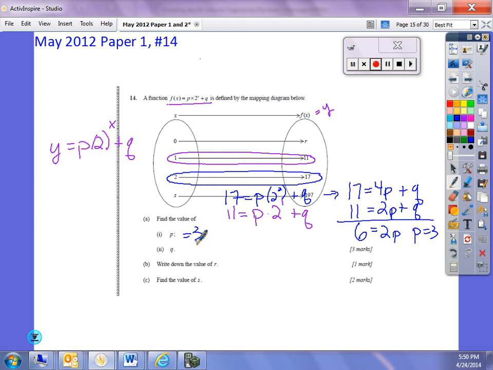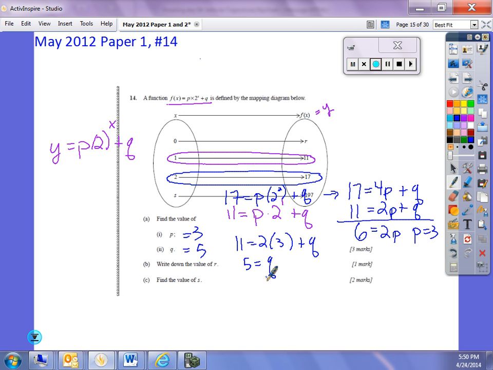Now, going back to Algebra 1, we know that we can solve for q just by substituting 3 back into either one of those equations for p. I'm just going to use 11 is equal to 2 times 3 plus q, so q must be equal to 5. So 11 minus 6 is 5, which is equal to q.